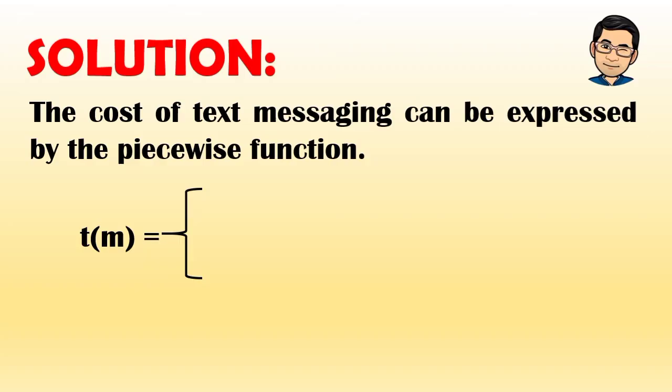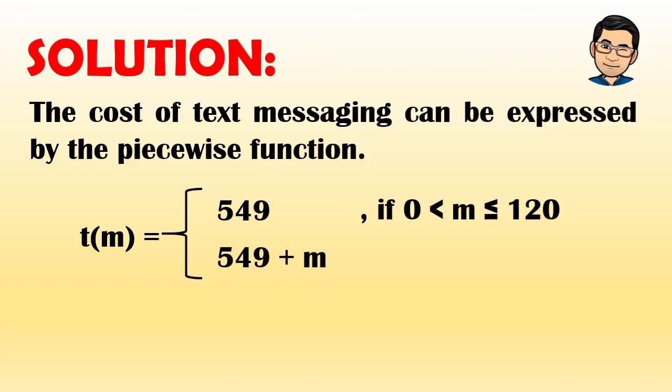So, yung una muna natin is 549. So, 549 pesos lang ang babayaran ni Mrs. Peña if ang limit niya is hanggang 120 lang. So, if m is less than or equal to 120 but greater than 0. Wala siya ditong babayarang excess. Kapag naman nagkaroon siya ng excess na message na nasend, magiging 549 plus m. Yun ay kapag yung message na sinend niya is greater than 120 na. 121, 122, 200, 500, and so on.